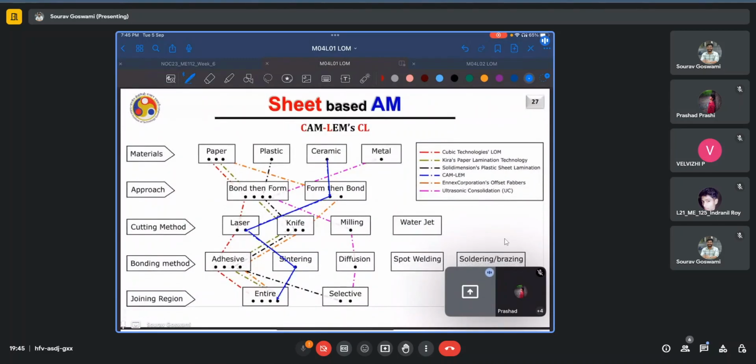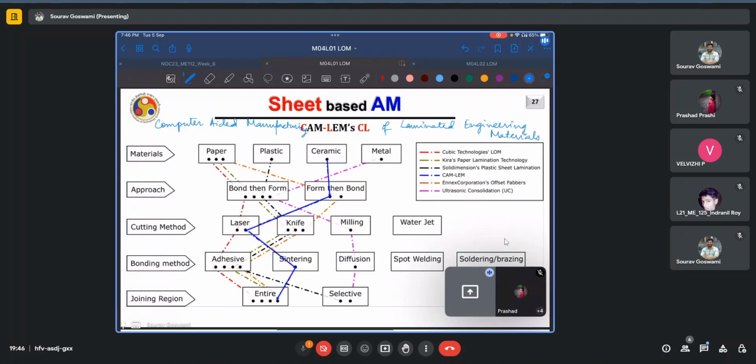Now, the next process which we encountered was actually CAM-LEM's CL. So CAM-LEM simply stands for computer aided manufacturing of laminated engineering materials.